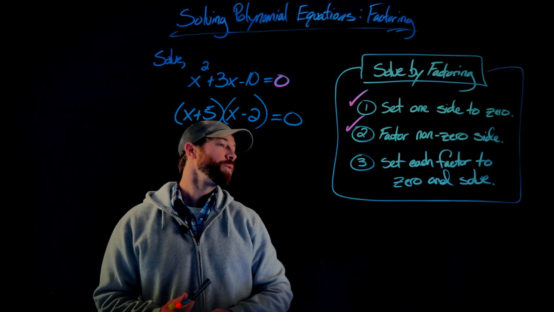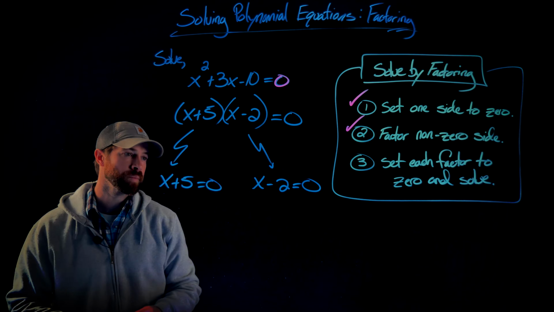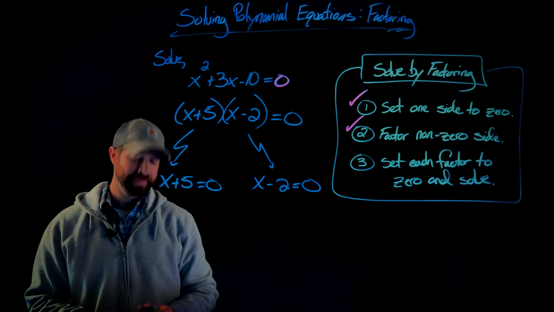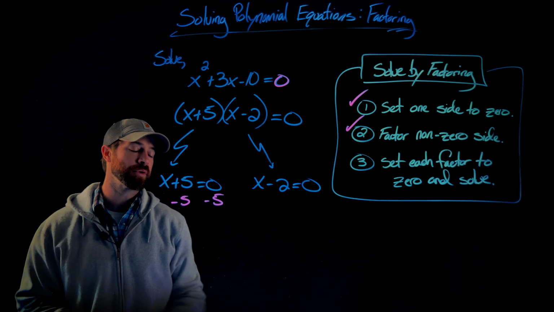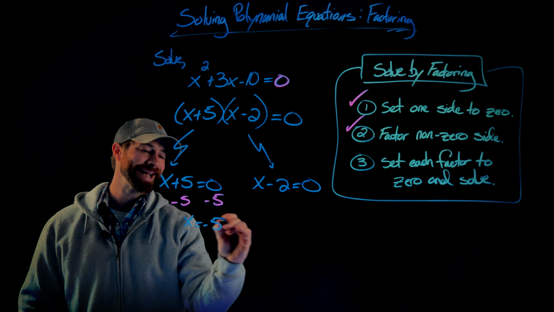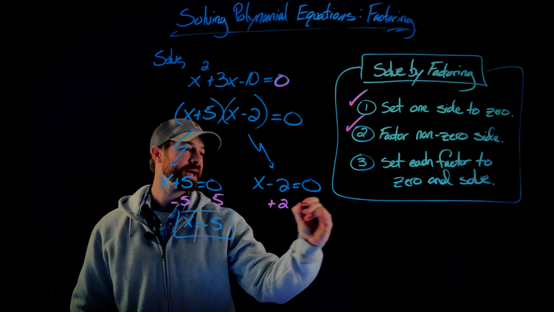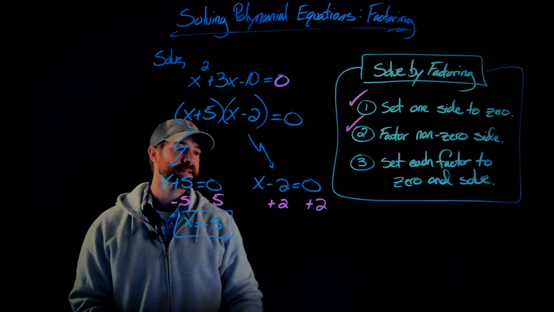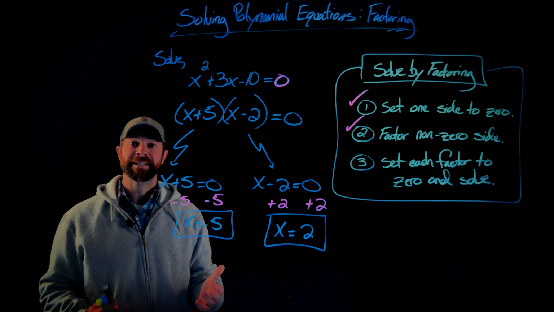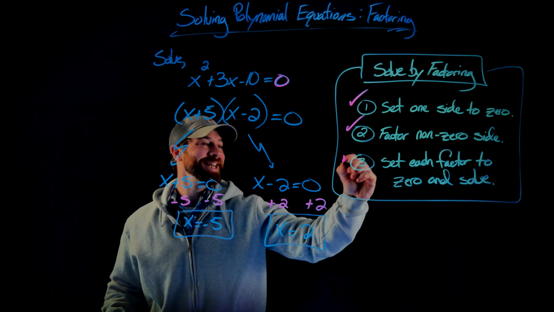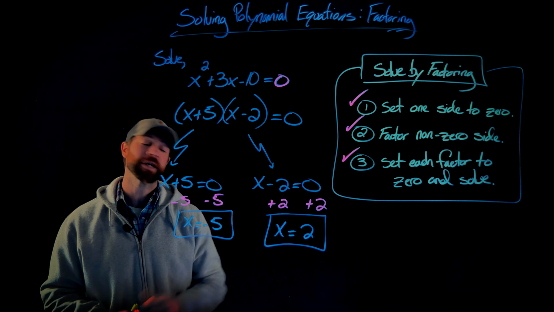Last but not least, what I need to do now is set each factor to 0 and solve each of those. Here I've taken my x plus 5 and set it equal to 0. I'm simply going to solve this linear equation by subtracting 5 from both sides to get x equals -5. And over here, I'm going to add 2 to both sides to isolate the x to get x equals 2. It's as straightforward as that. I've set each factor equal to 0 and solved them. These are the two solutions that I've already justified earlier in the video.